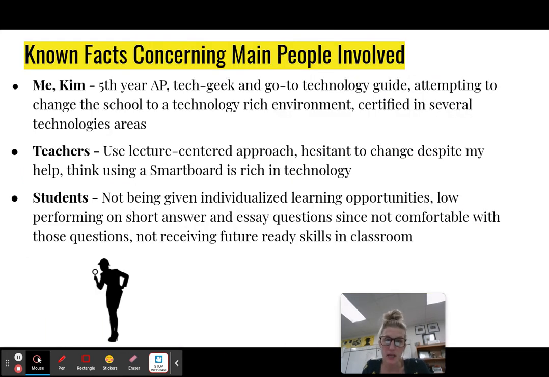People involved. Me, again, I'm trying to make the school more technology rich, and I am certified in many technology areas. It mentioned that I am a Google certified trainer, I'm an ISTE certified teacher, and several other things. I'm committed to evaluate, develop, implement these changes in the leadership and promoting my school to be technology rich. The teachers are involved because, again, they're on the lecture-centered approach, and they think that using a smart board is rich in technology, and it's way more than that. Students are not being given individualized learning opportunities, which is part of the reason that they're performing so low on the state test and they're not receiving future-ready skills in the classroom.